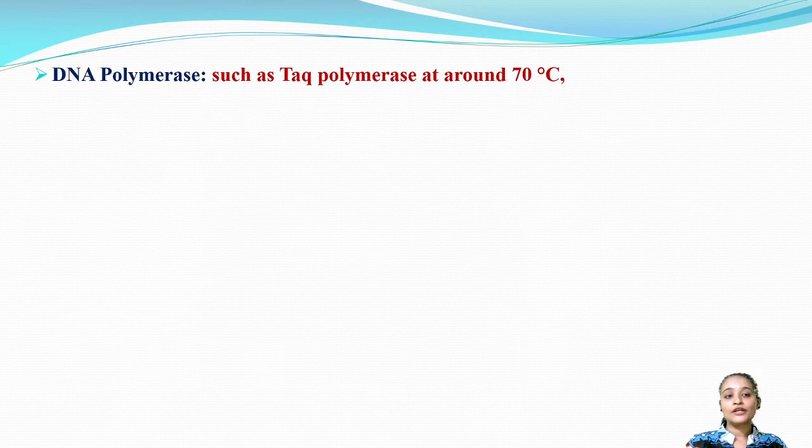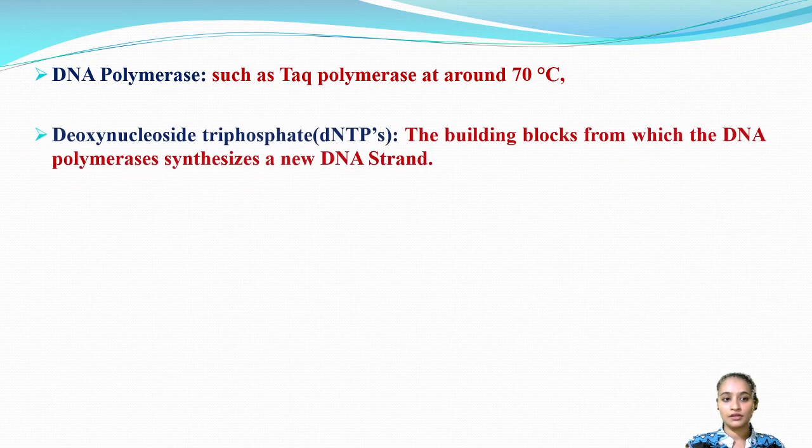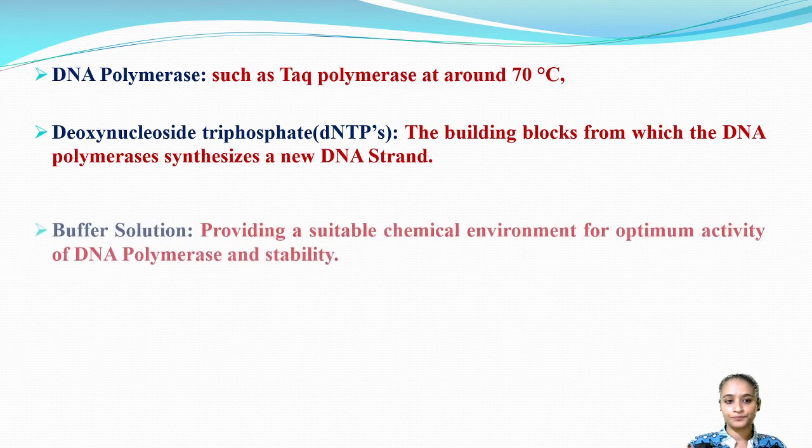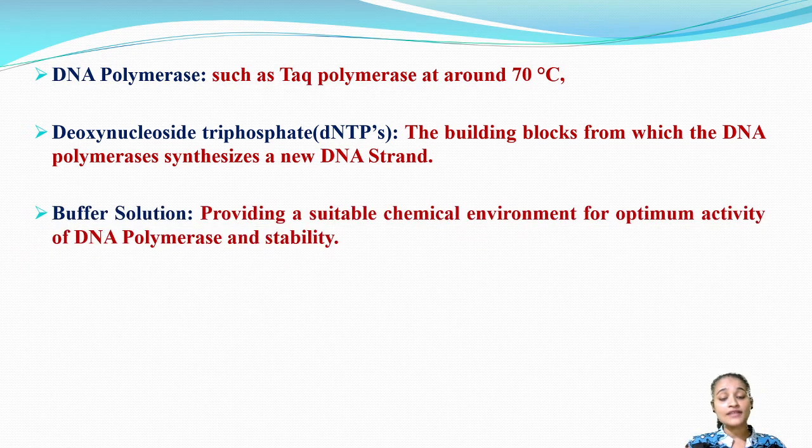So another important component for carrying out this PCR is DNA polymerase, such as Taq polymerase, at around 70 degrees Celsius temperature, because it works around 70 to 80 degrees Celsius. That's why we are using Taq DNA polymerase. Deoxynucleoside triphosphates, that is dNTPs. These are the building blocks from which the DNA polymerase synthesizes a new DNA strand. Buffer solution. It provides a suitable chemical environment for optimum activity of DNA polymerase and also its stability.